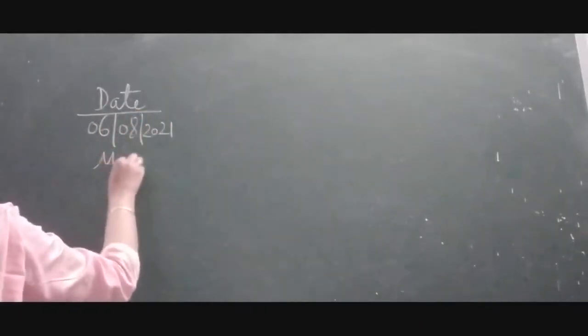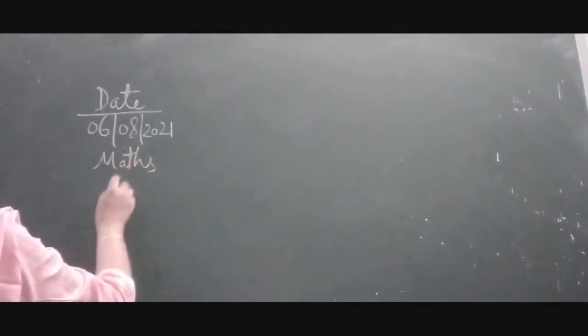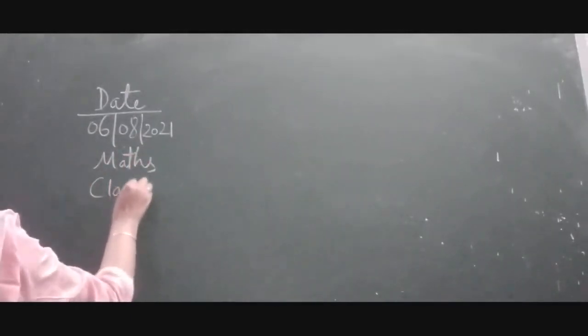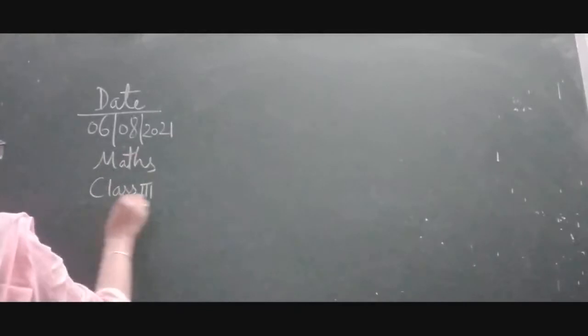So today's date is 6 August 2021. This is your maths class and this is your class 3. Okay children.